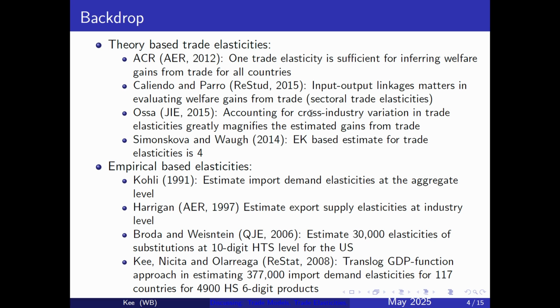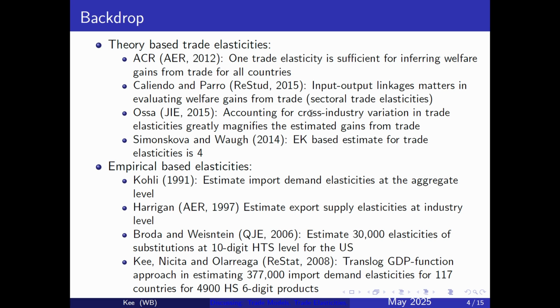And then behind all this theory-based, very rigorous work of trying to get one elasticity, five elasticities, thirty elasticities, there's a boom of empirical-based estimates, okay? Started with Coley's 1991.